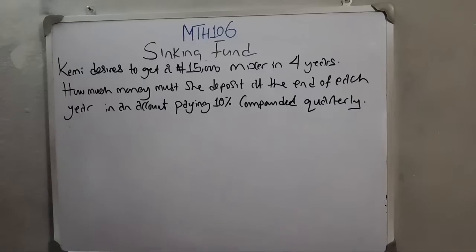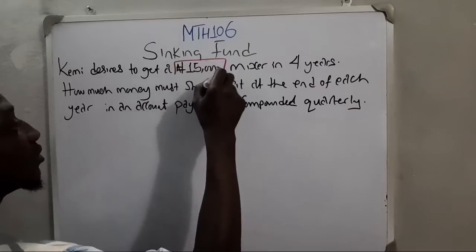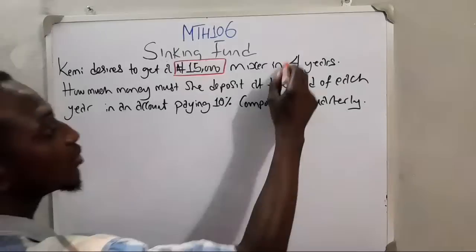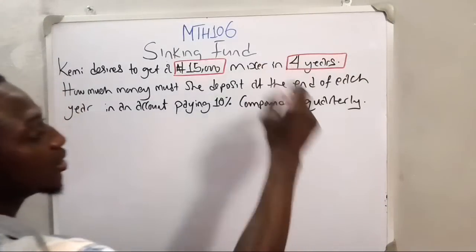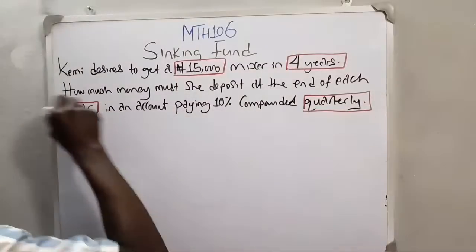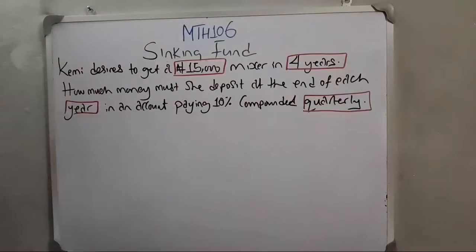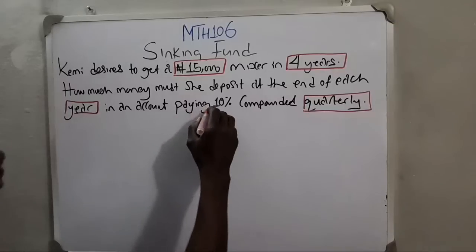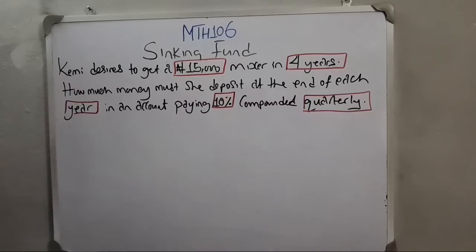Now let's take out the essentials. We have 15,000. We have 4 years. We have quarterly, and we have in a year, and we have 10%. So we've taken out what we need. Now let's proceed.